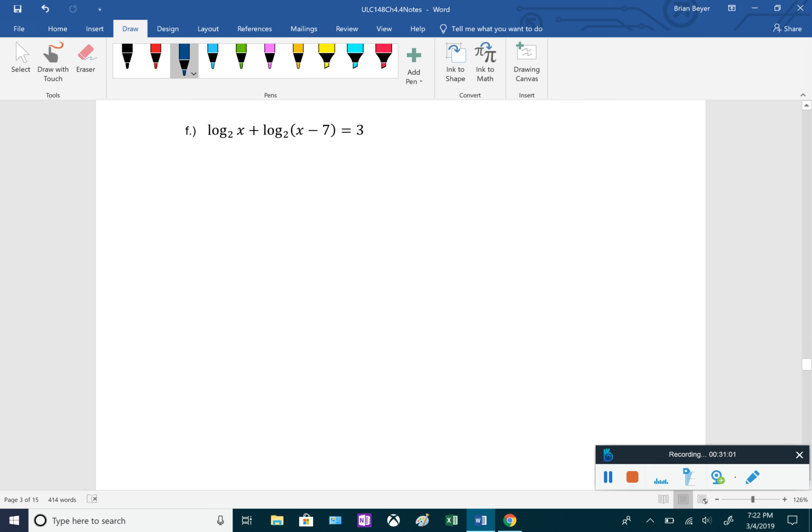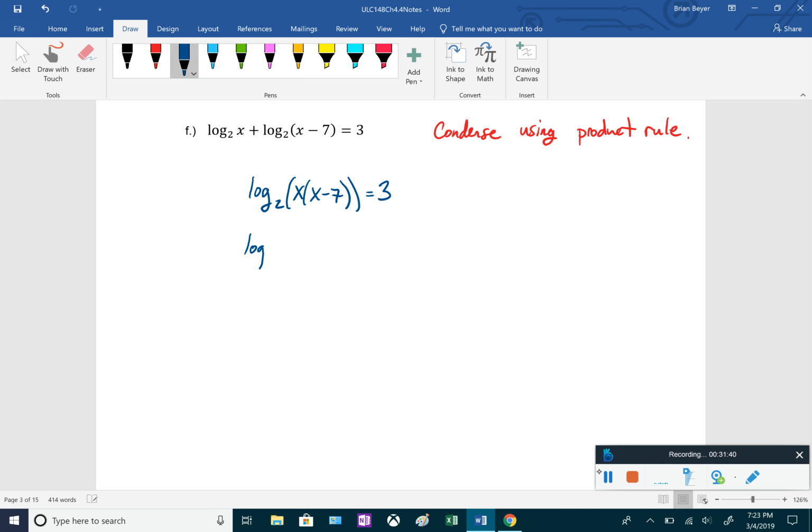So it's log base 2 of x plus log base 2 of x minus 7 equals 3. A little bit of an issue here. We have 2 logs, and we can't isolate them. So we have to actually condense them. We condense using, in this case, the product rule because they're being added. So using the product rule here, it's going to be log base 2 of x times x minus 7 equals 3.